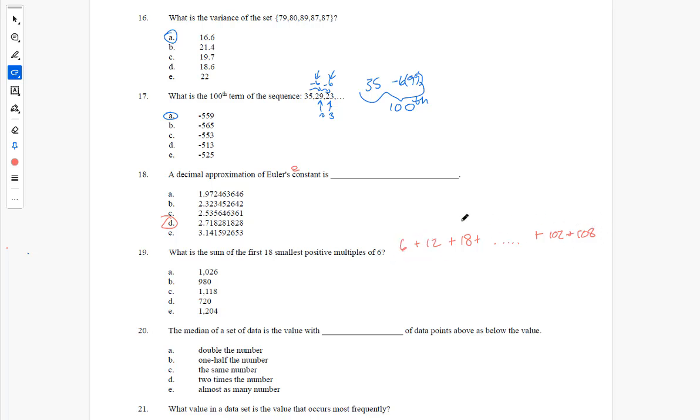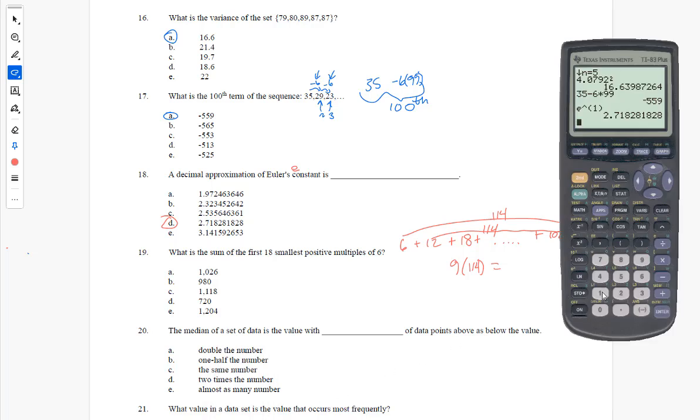There are 18 of these. That means there's 6 plus 108 is 114, and 12 plus 102 is 114. And since there are 18 numbers, there are 9 of those 114s, which is going to be 1026, I think. Multiplying that out, let's just double check.